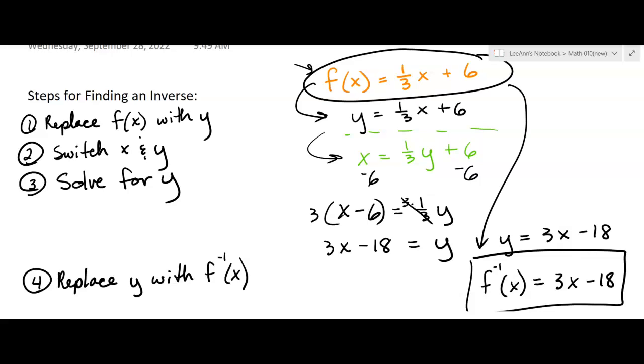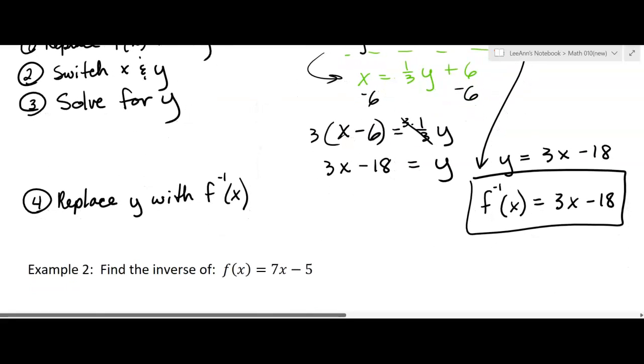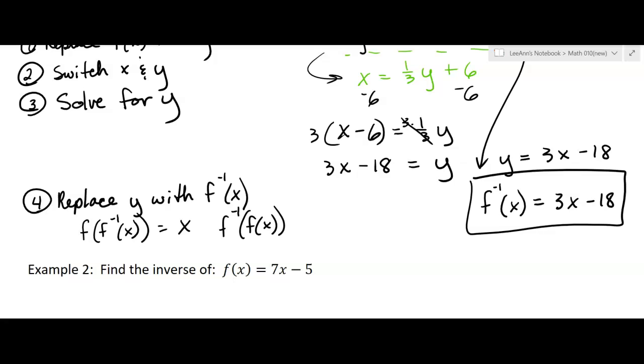Now you could verify it by doing the compositions. You could compose f inverse of f of x, which should turn out to be x, and then you could do the other way, f of f inverse of x, and that should also equal x. That would be the check.